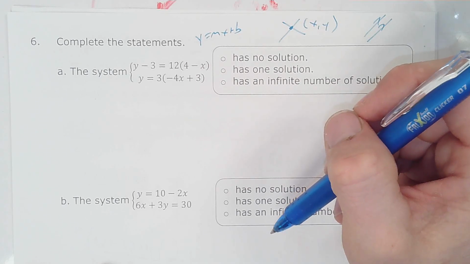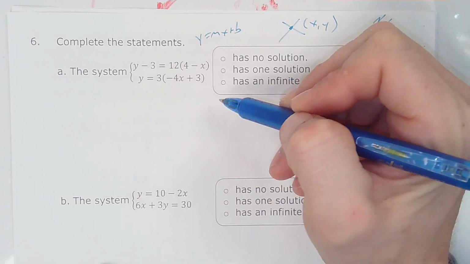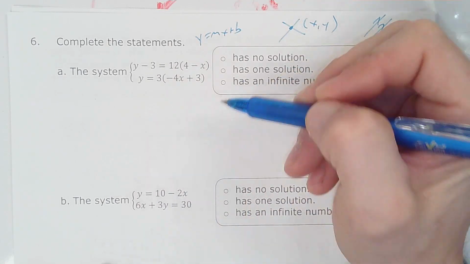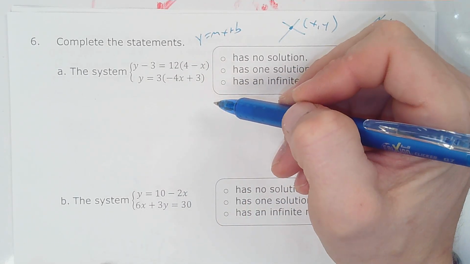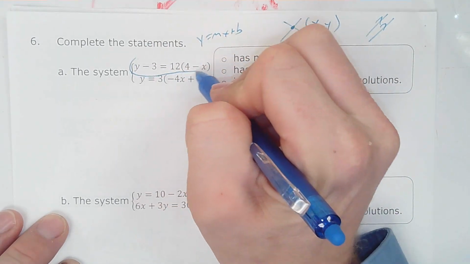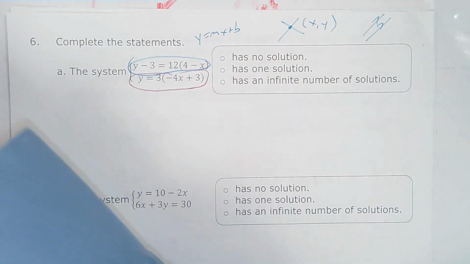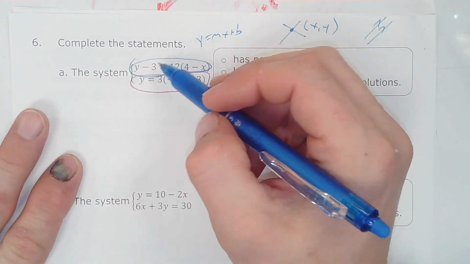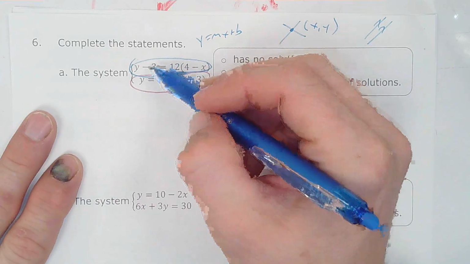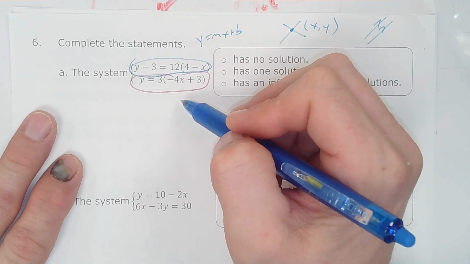Okay, so the best way to do this is to put everything in y equals mx plus b equations and compare the y's, the x's, and the b's. I'm going to have a blue equation and a purple equation. First thing I need to do is get the y by itself, but the 3 is preventing me from doing that. I'm going to get rid of parentheses first.